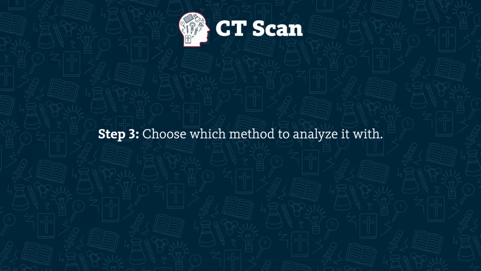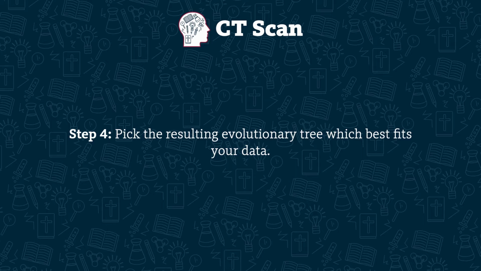Once your data is ready, step number 3 is choosing which method you want to analyze it with. For instance, do you assume the most closely related organisms have the fewest genetic differences overall, or the fewest evolutionary steps between them? Or do you go by statistical likelihood of different evolutionary relationships given your data? Finally, in step 4, you pick the resulting evolutionary tree which best fits your data, typically by using a computer program.